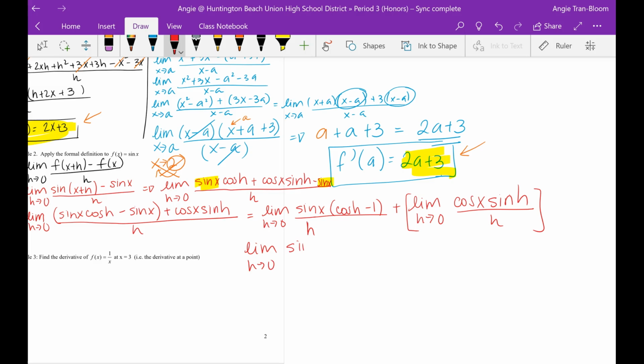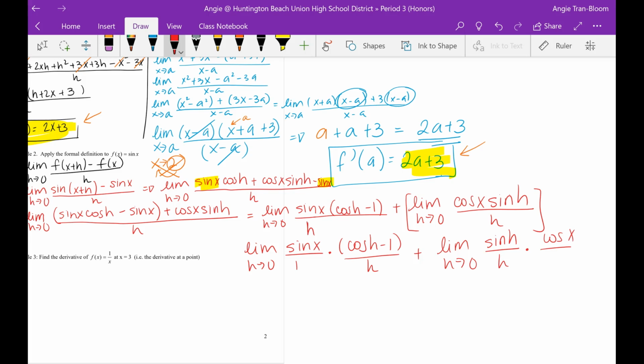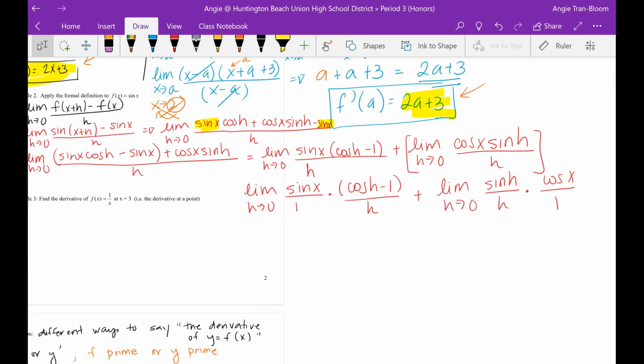I'm going to write sine of x all over 1, okay, times cosine of h minus 1 all over h that way. Then I will break this up, limits as h approaches 0. And then same thing with this, I can break it up as only one of it, right? Put sine of h over h times cosine of x over 1. Okay, so you can always do that using our properties of limits.